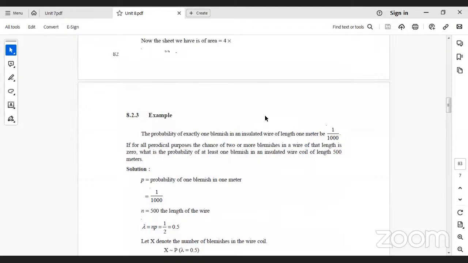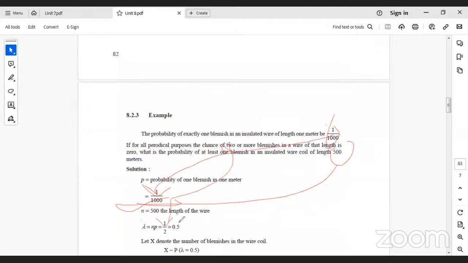Okay, the probability of exactly one blemish in an insulated wire of length 1 meter is 1 by 1000. For all practical purposes, the chance of two or more blemishes in a wire of that length is 0. What is the probability of at least one blemish in an insulated wire coil of length 500 meters? See here in the picture. It is 1 by 1000 per meter, and this is 500 meters in length, so the probability of blemish, with the chance of 2 or more blemishes being 0, lambda is equal to 1 by 0.5.